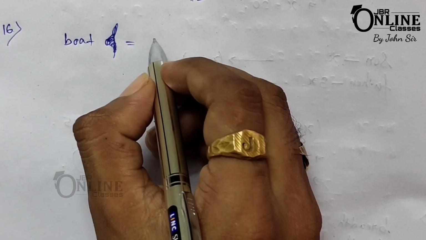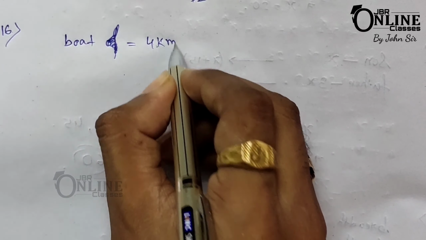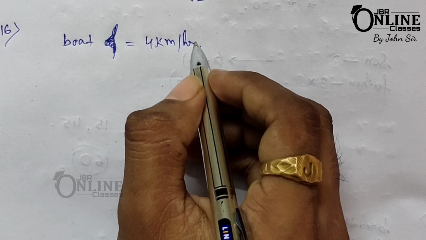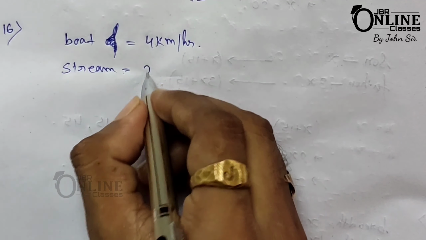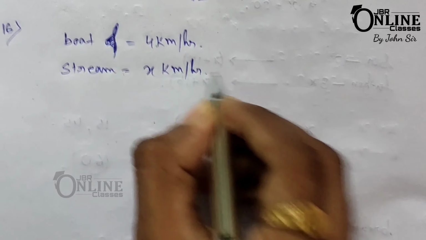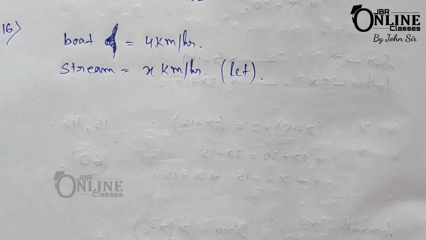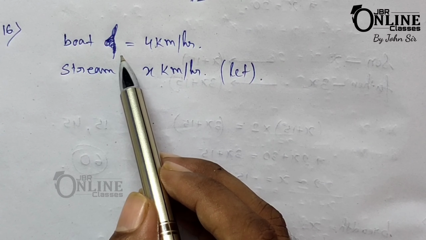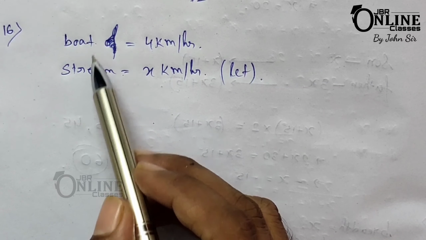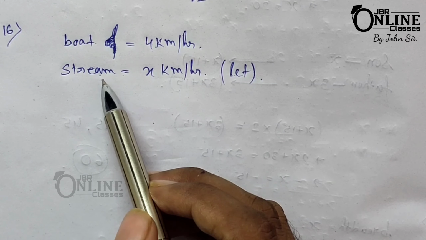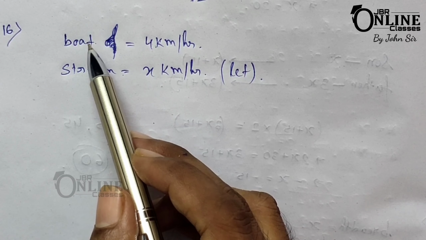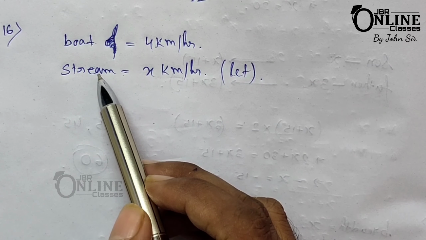So the speed of the boat here is 4 kilometers per hour, and you have to find out the speed of the stream. Let the speed of the stream be x kilometers per hour. In the upstream there will be subtraction between the speed of the boat and the stream, and in the downstream there will be addition between the speed of the boat and the speed of the stream.